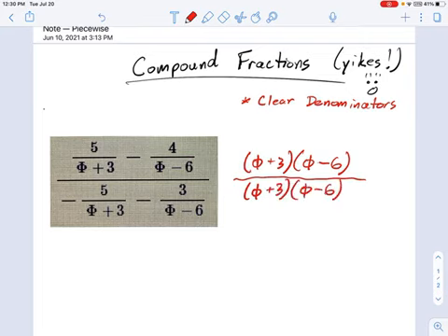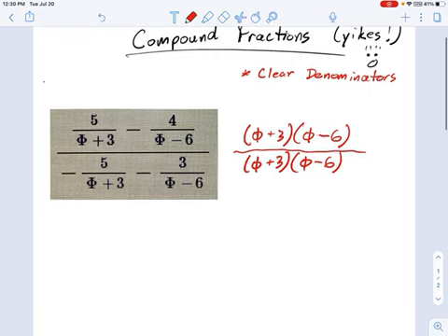Now, if you have some compound fraction sometime with more than two types of denominators, see, I only have two, 5 plus 3 and 5 minus 6, but if you had a compound fraction with 3 or 4 or more denominators in it, you would just keep getting a longer and longer crazy one. But I think the point will be well illustrated here.